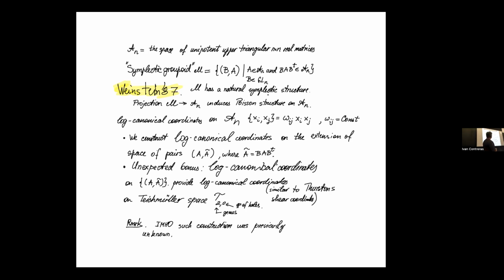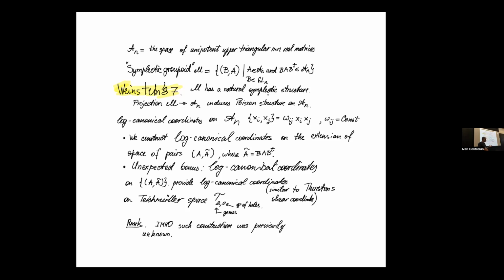So what we did with Leonid, we managed to construct such log canonical coordinates for objects of the symplectic groupoid, and moreover for some small extension of pairs of matrices A and A tilde, where A tilde is the target B, A, B transpose. And as an unexpected bonus, we got log canonical coordinates on the Teichmueller space of genus 2 surfaces without any punctures or holes. Such a construction was not known before, at least to the best of our knowledge.